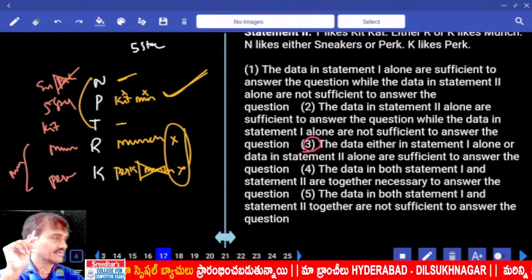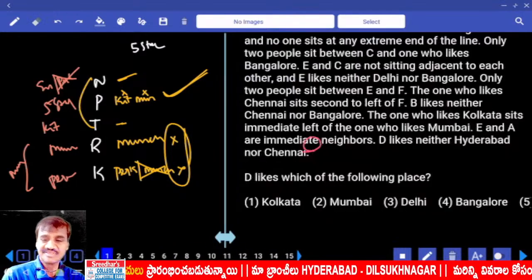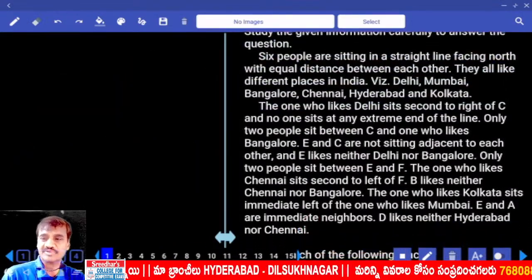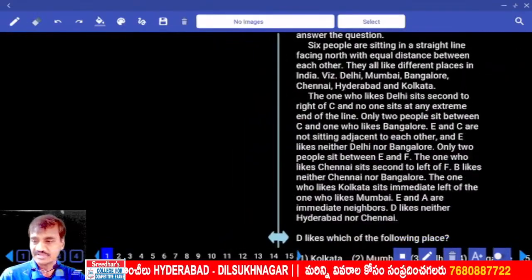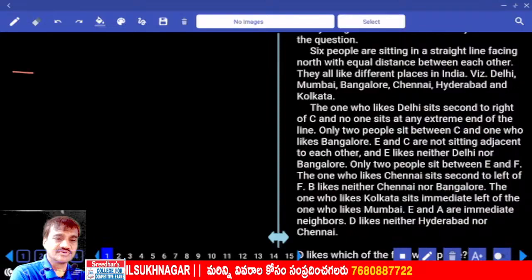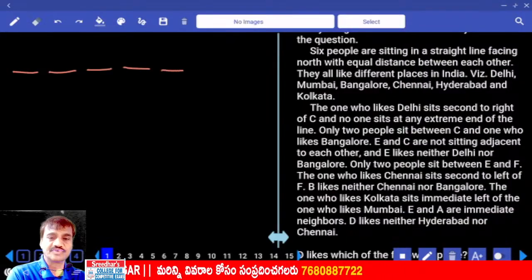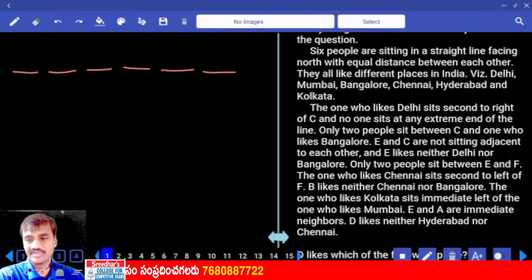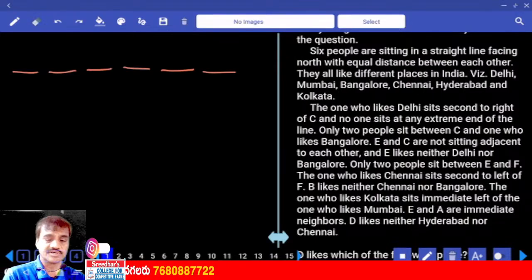Question number 1. Then coming to question numbers 1 to 5. Now here 6 people are seated in a straight line facing north, in a row, 1, 2, 3, 4, 5, 6. They belong to different cities as well. Then the one who likes Delhi sits second to the right of C. Who is second to the right of C?